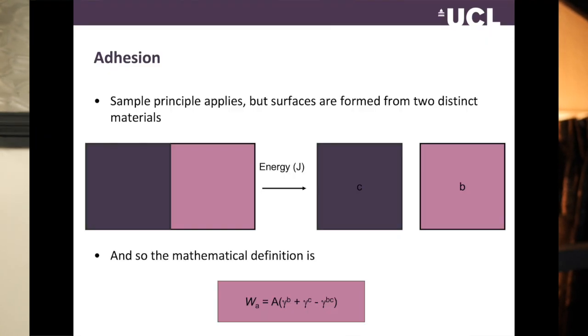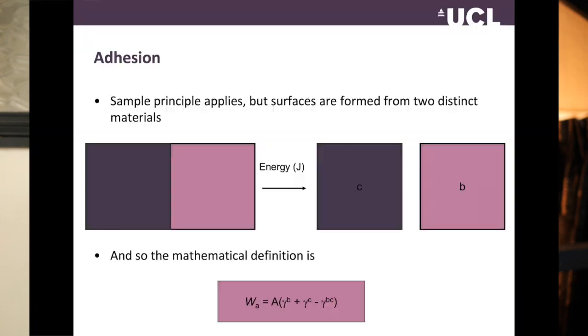So the work of cohesion is 2 times the area times the energy of that surface that we have created, and hence we end up with units of millijoules per metre squared. The system is similar for adhesion, but just slightly complicated by the fact that adhesion means two dissimilar surfaces.